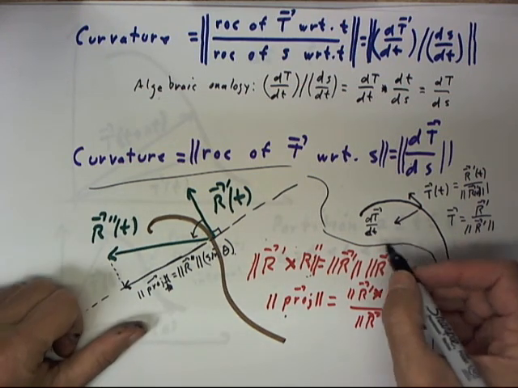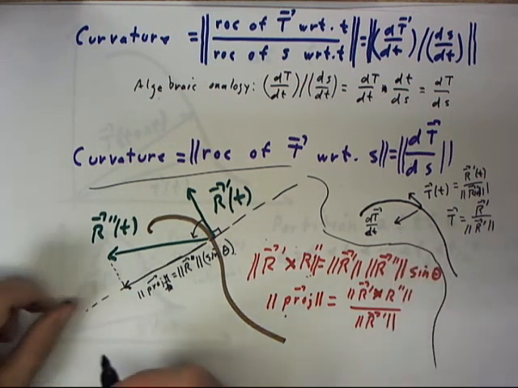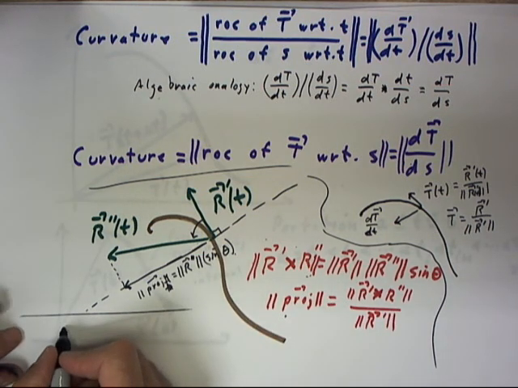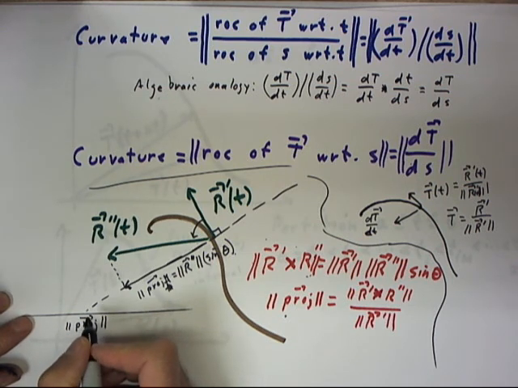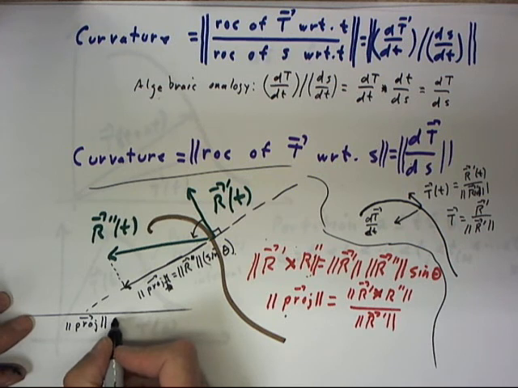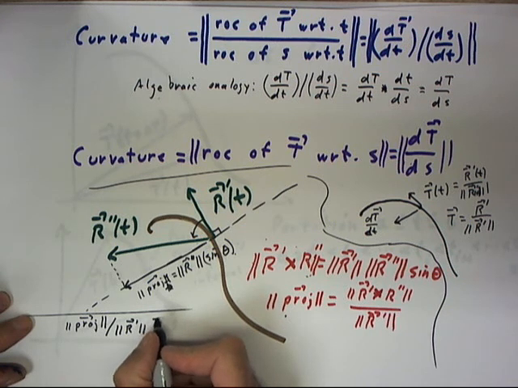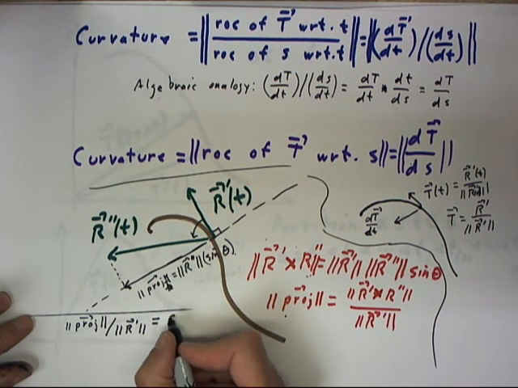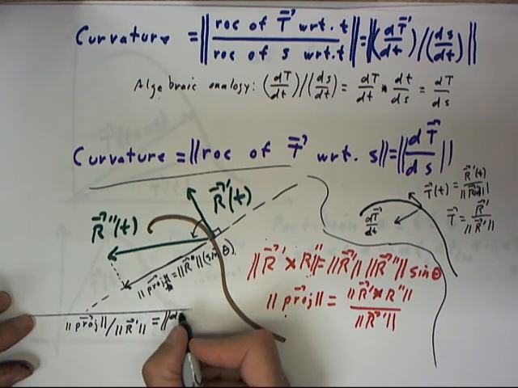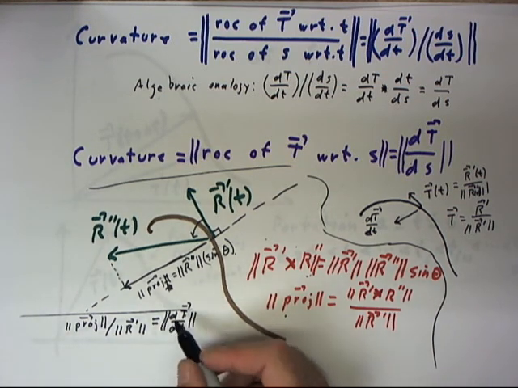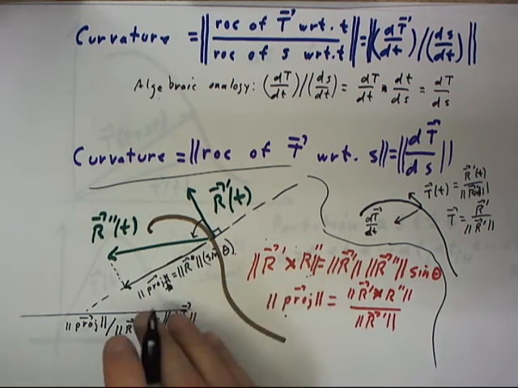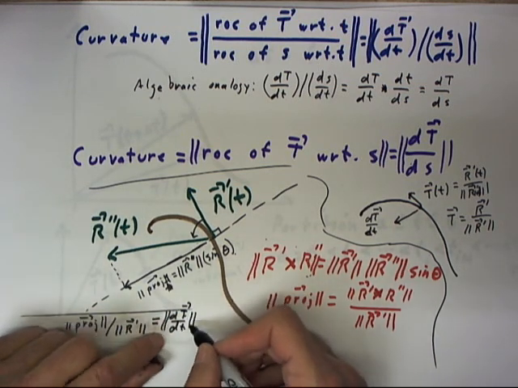And then divide that, don't have room to write it there, so the magnitude of the projection divided by the magnitude of r prime is equal to the magnitude of dT, where T is the unit tangent vector, with respect to t. Okay, the magnitude of, well, you understand, dT, big T over little t.